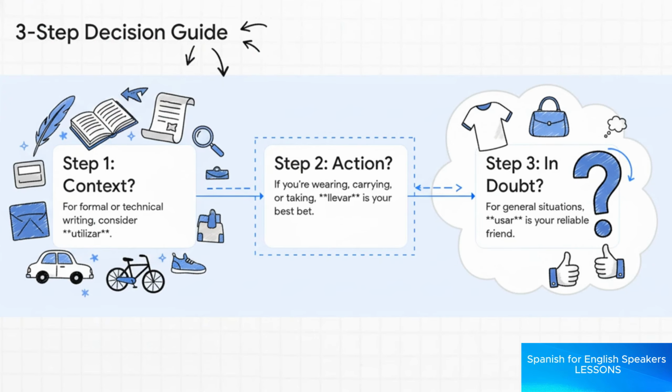Okay, think of this as your mental flowchart. It's a simple three-step check. Step 1. Ask yourself, what's the context? If it's formal or technical, think about utilizar. Step 2. What's the action? If it has anything to do with wearing, carrying, or taking, llevar is probably your best bet. And step 3. When in doubt, for pretty much any other general situation, usar is your safe, reliable friend. It's a great little shortcut to sounding way more natural.